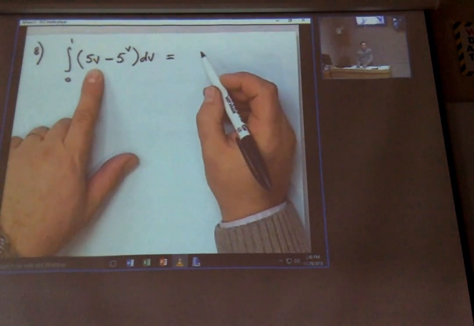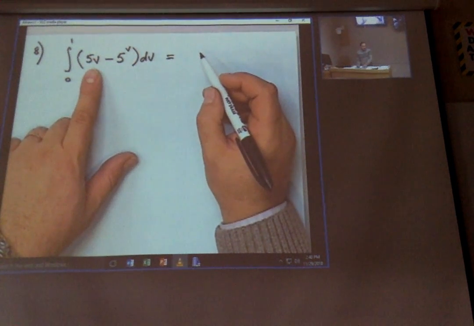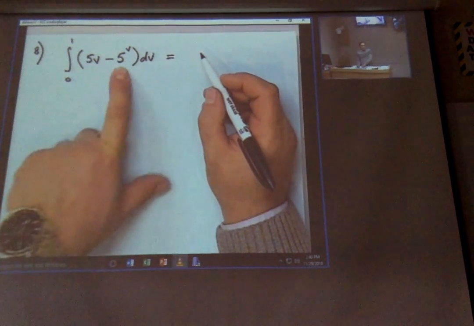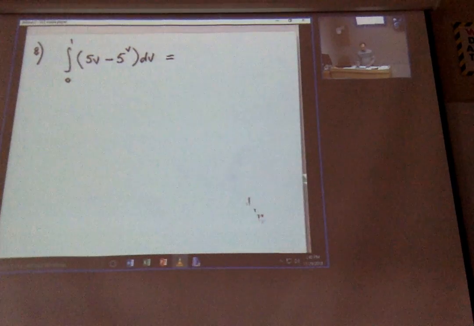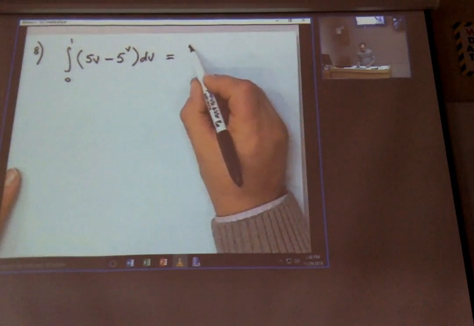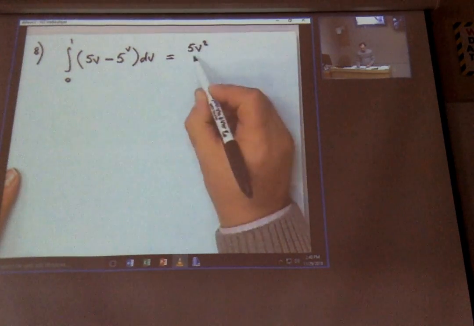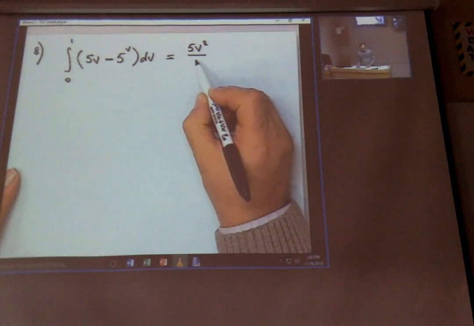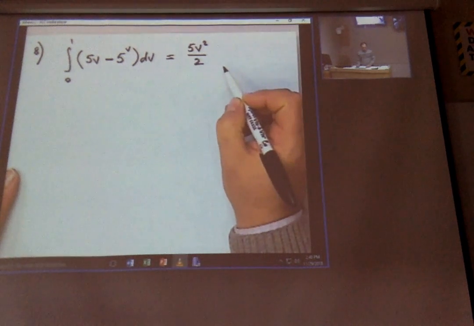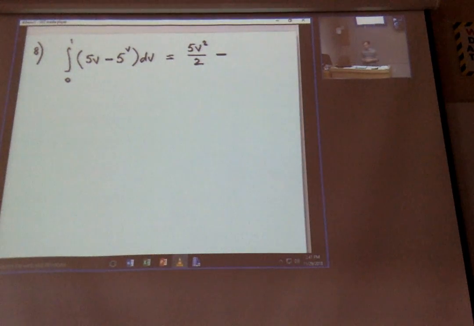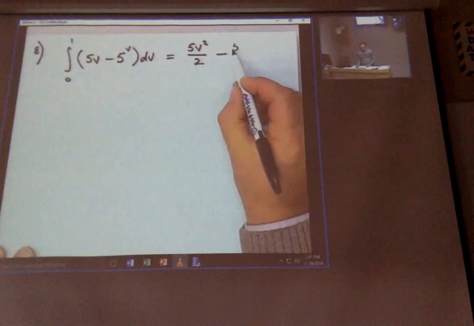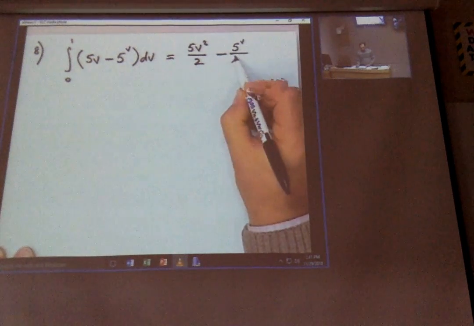So, can we have an antiderivative here, yes or no? Can you have an antiderivative here? Yeah, right? So we don't need any substitution. So the antiderivative here will be 5v squared over 2, right? Minus, now what is the antiderivative of 5 to v? 5 to v over natural log of 5.